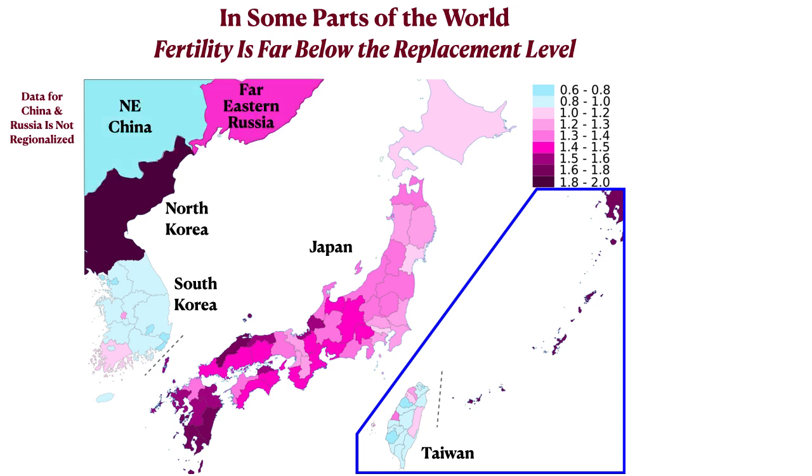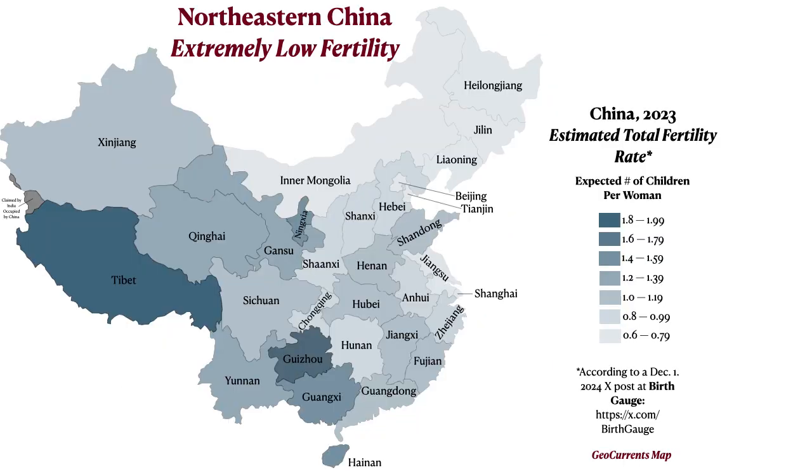And if we do regionalize it, we'll see something like this. So northeastern China is actually down near the level of Seoul, and far eastern Russia, Vladivostok and environs, is about 1.4, so lower than the country as a whole. And for China as a whole, we can see here in northeastern China, Manchuria as it's generally called, these very, very low fertility rates below 0.79. Now, this data is perhaps questionable.